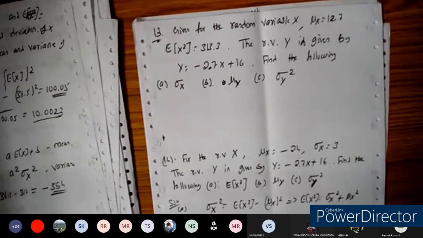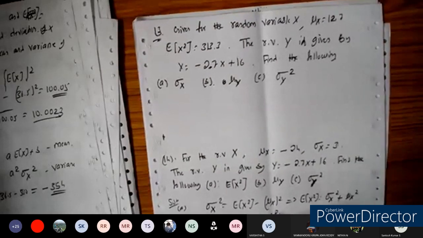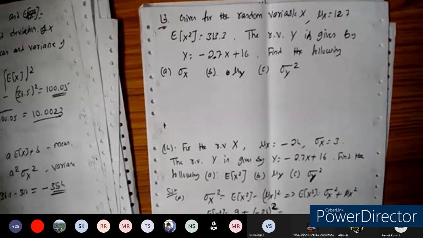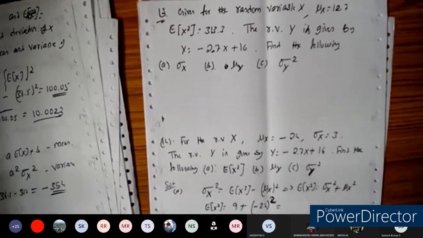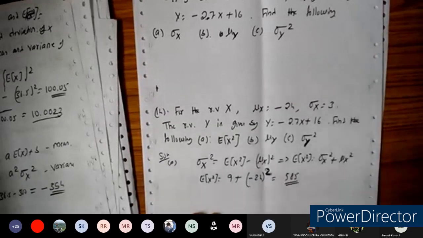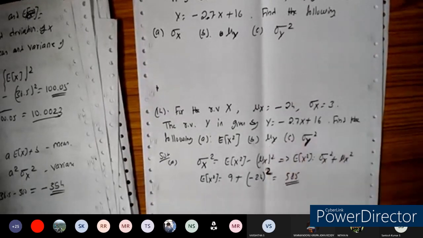Okay, minus 24 the whole square. So how much do you get here? 9 plus 24 the whole square. 585. 585 will get here. So very good, 585 here. Okay, so the rest of the things you can find out here.